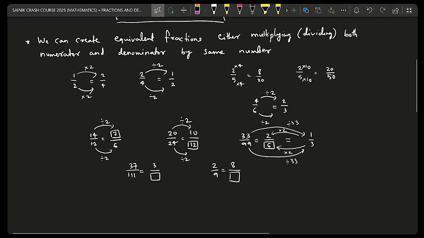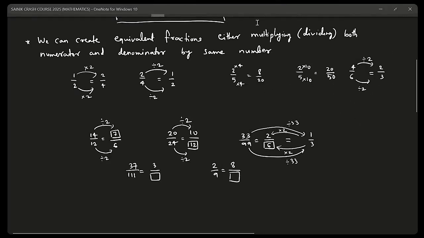Very good. Shivatmika, can you answer the next question? 37 by 111. Shivatmika, can you say the next answer? 37 by 111. 3 by box.